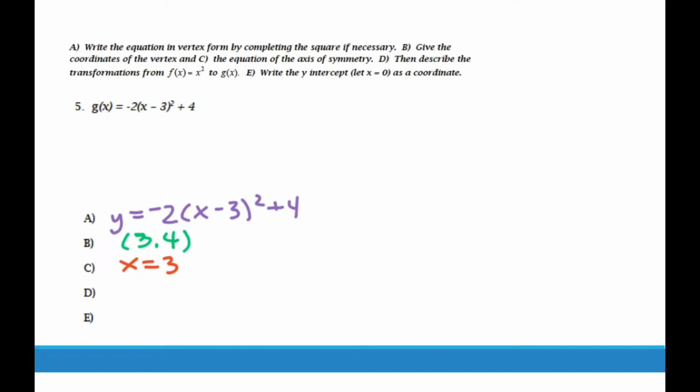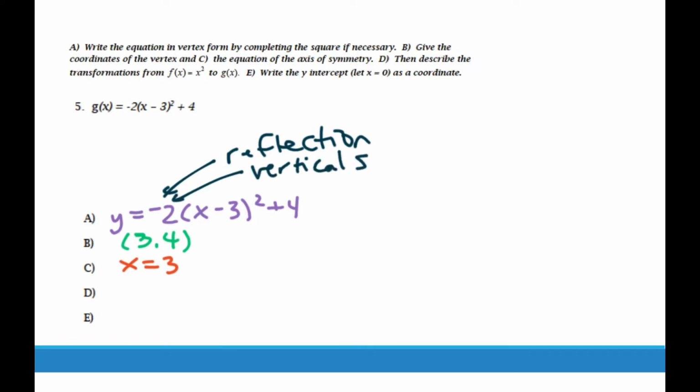Okay. D, describe the transformations. Here's where we say all the things that we know because of this. I'm going to do it over here so I have space. That right there tells me that there's a reflection. The 2 tells me that there's a vertical stretch, and I'm going to write times 2, and I'd like you to do that too, because then you're telling me that you know how stretchy it is.